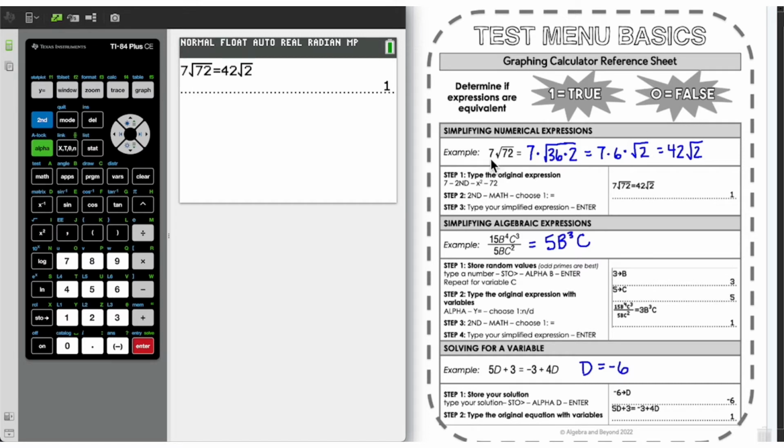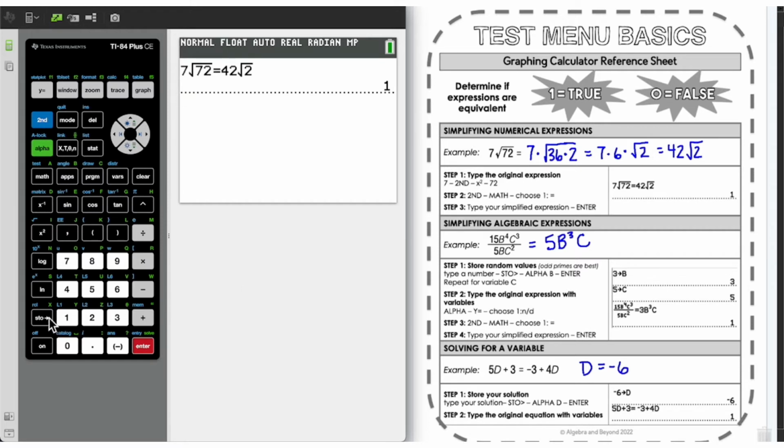Now let's look at algebraic expressions. As you know, as students advance into higher levels of math, they will need to simplify algebraic expressions, which include variables. So how do we do this? Because B and C currently don't represent numbers, we're going to have to store some number for those variables.